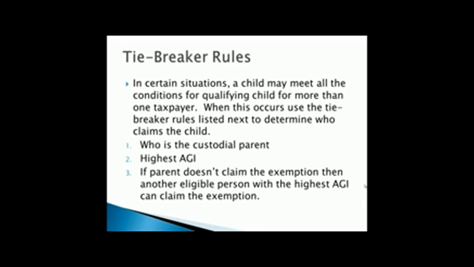There are tiebreaker rules. Some people qualify as a qualifying child for more than one person. If this happens, it naturally goes to the custodial parent. If they have joint custody and there's no real custodial parent assigned by the court, then it goes to the parent with the highest AGI. If the parents are not going to claim them, the next eligible person with the highest AGI gets to claim the child. This happens when the parents maybe live with the grandparents. The grandparents make $40,000. The parents didn't make anything. The grandparents can claim the child.